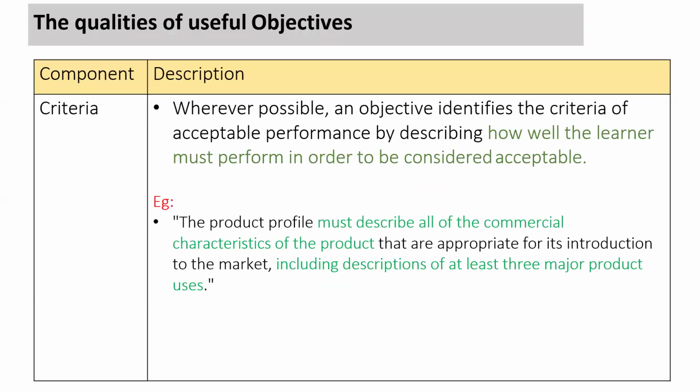Then criteria: wherever possible, an objective identifies the criteria of acceptable performance by describing how well the learner must perform in order to be considered acceptable, right? So a criteria example is given like this: the product profile must describe all the commercial characteristics of the product that are appropriate for its introduction to the market, including descriptions of at least 3 major product uses, right?